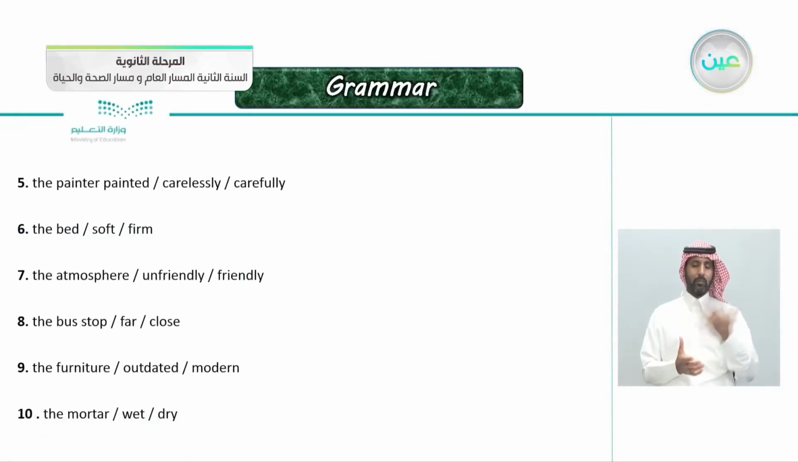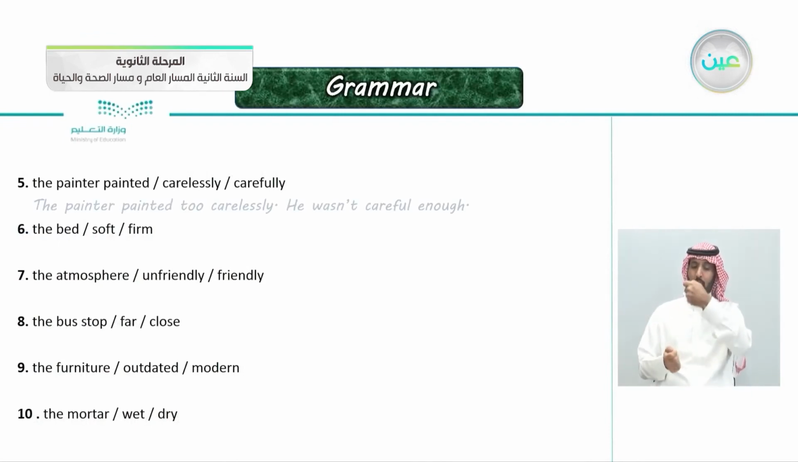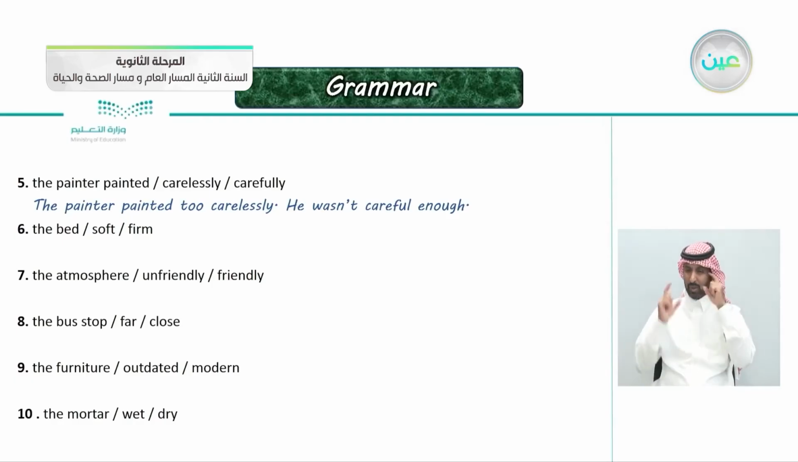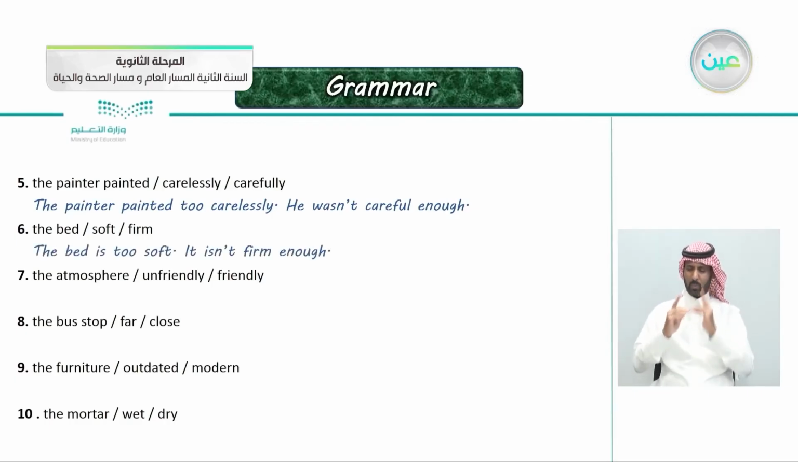Number 5, the painter painted carelessly, carefully. Very good. The painter painted too carelessly. He wasn't careful enough. Number 6, the bed, soft, firm. So use too and enough here. Very good. The bed is too soft. It isn't firm enough.